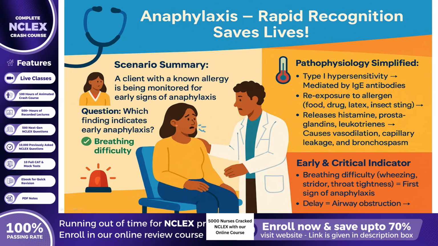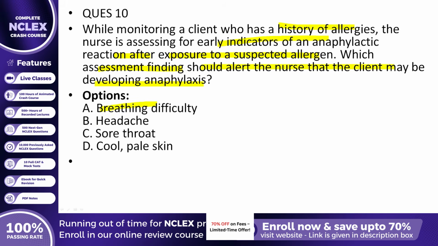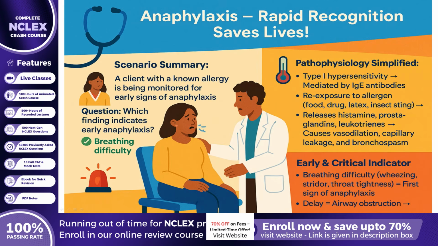When a previously sensitized individual encounters the allergen again, such as certain medications, foods, latex, or insect venom, the allergen binds to IgE on mast cells and basophils, triggering a massive release of histamine, prostaglandins, and leukotrienes. These chemical mediators cause widespread vasodilation, increase capillary permeability, and smooth muscle constriction, especially in the respiratory and cardiovascular systems.